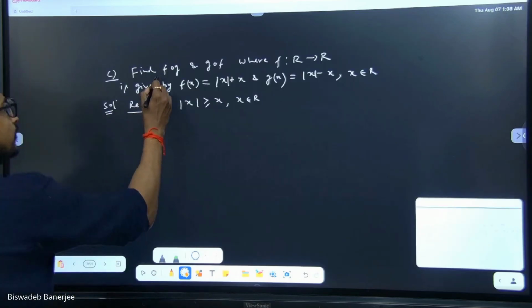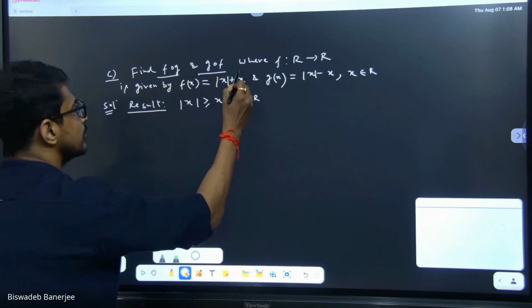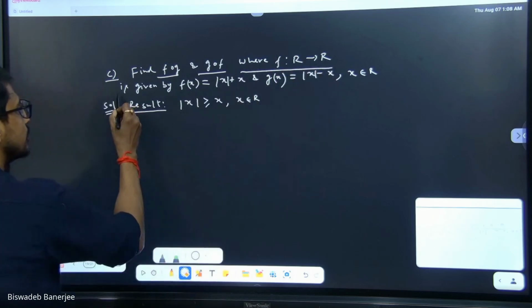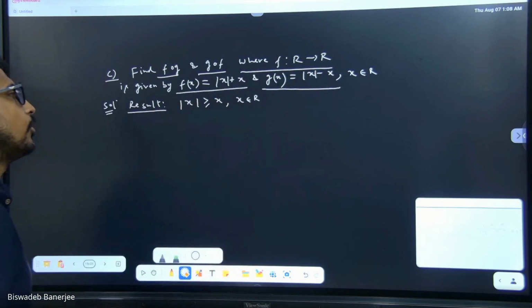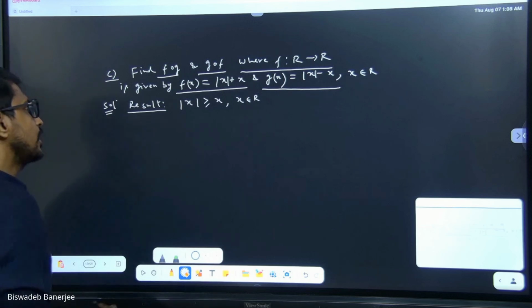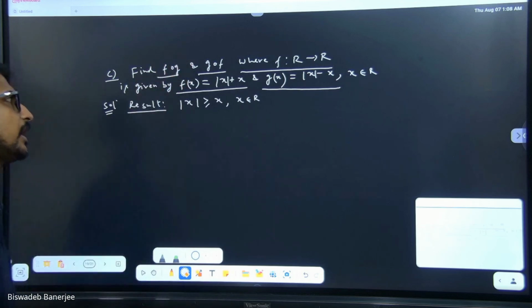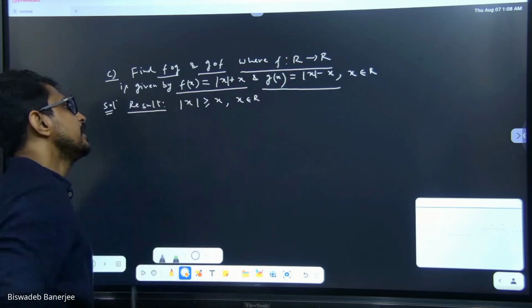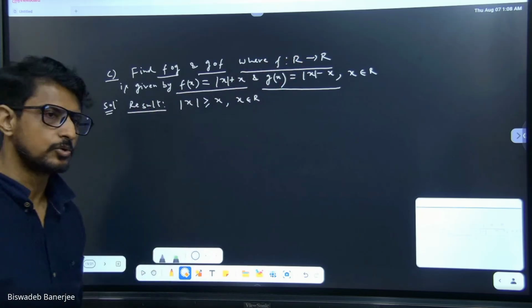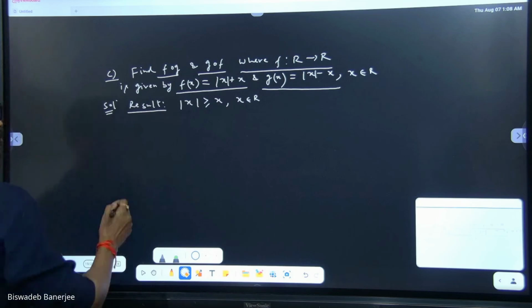Please find f of g and g of f. f: R to R is given by f(x) = |x| + x, g(x) = |x| - x. Okay, you have to find out f of g(x) and g of f(x). So how can you solve this question?